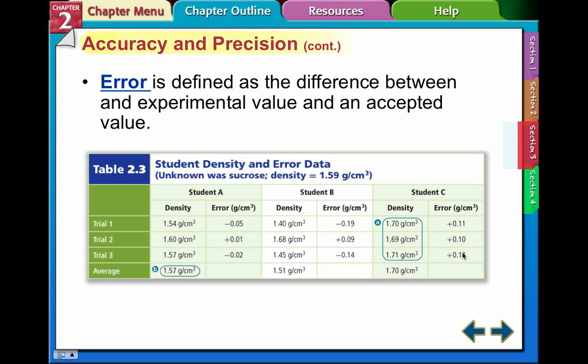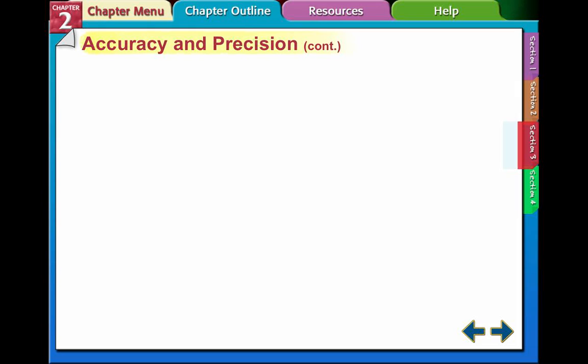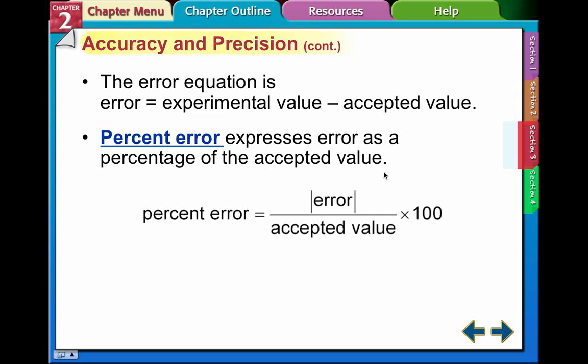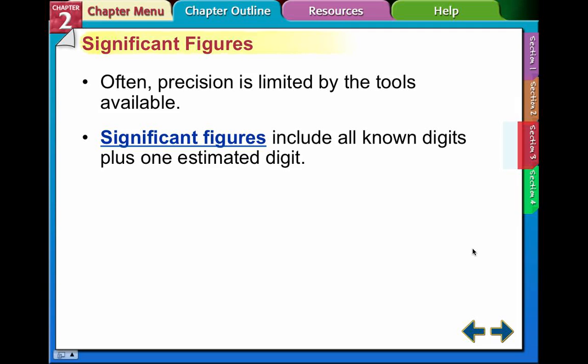Error is defined as the difference between an experimental value and an accepted value. Every time we do an experiment, we will have an accepted value, and we will compare the value you get to the accepted value. You take the experimental value, which is what you're going to get, minus the accepted value. We always put it in a percent error. You want your percent error to be as small as possible. So you want the absolute value of your error divided by the accepted value times 100%.